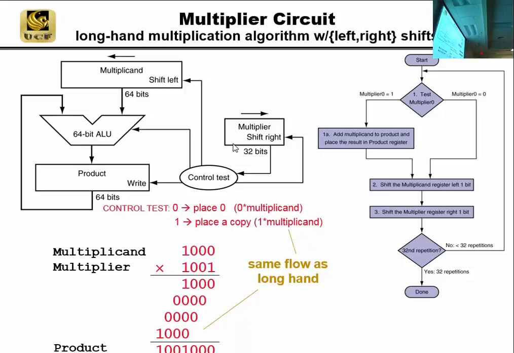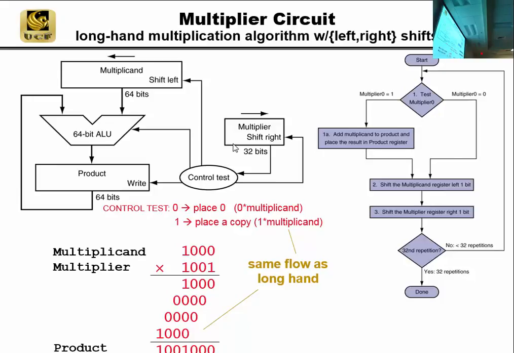So our control test is just an opaque box right now, but inside this is a little logic, we call glue logic, that's going to connect up these circuits and make this decision. If there's a 0, we place a 0. If there's a 1, we place a 1. Is it 0 times multiplicand? Is it 1 times multiplicand?